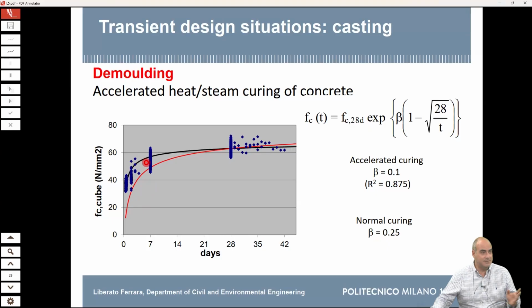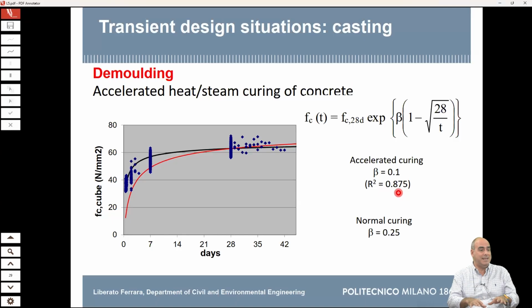The drawback, in a sense, is the following. We have interpolated the data with this black curve, with a good R-square correlation coefficient, 0.857, and after 28 days you have less gain of strength. So you, in a sense, have already consumed most of what you could have at the beginning, and you have less reserve. Well, this also depends on the type of cement.